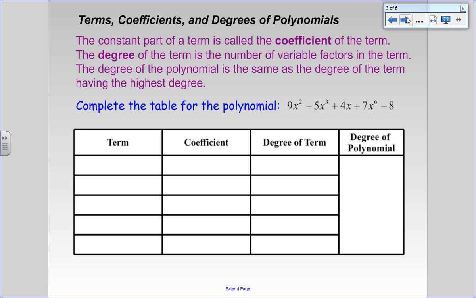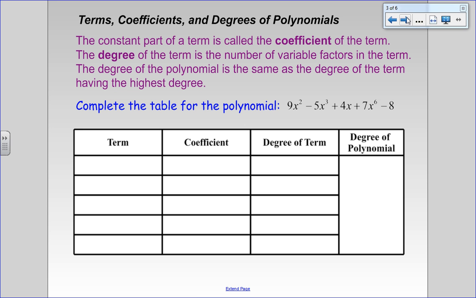Now let's consider a few more definitions. The constant part of a term is called the coefficient of the term. The degree of a term is the number of variable factors in that term. And the degree of a polynomial is the same as the degree of the term having the highest degree. To help understand these definitions a little bit better, we're going to complete the table shown for the polynomial 9x squared minus 5x cubed plus 4x plus 7x to the 6th minus 8.